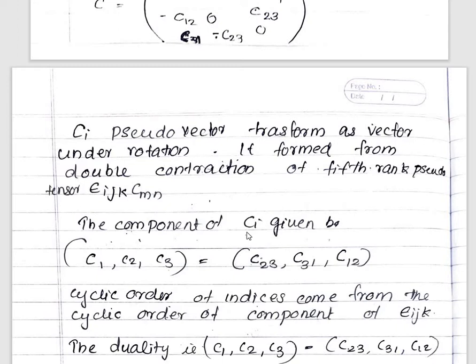The components of Ci, that is C1, C2, C3, are given by C23, C31, C12. After contraction, there is a one-to-one correspondence: C1 is equal to C23. Since 1, 2, 3 is an even permutation, it is C1 here, C23. This is C2, here 2, 3, 1, C31. Here C3 is 3, 1, 2. So the cyclic order of indices comes from the cyclic order of the components of epsilon ijk.